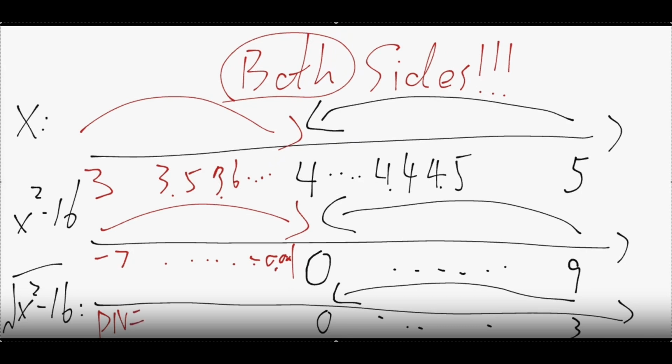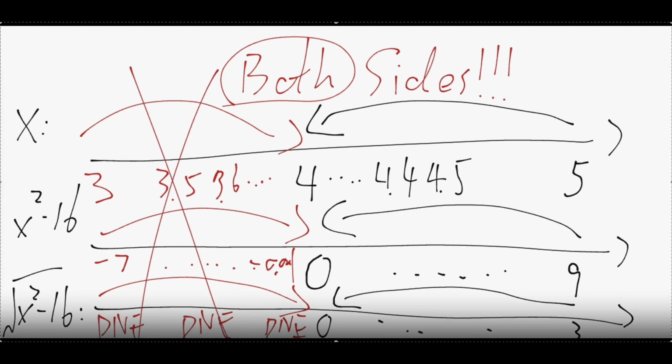So when we talk about the square root of x squared minus 16, it's DNE. Since it's a negative number under the square root, we'll just say the limit from the left-hand side does not exist, which means the answer is just DNE.